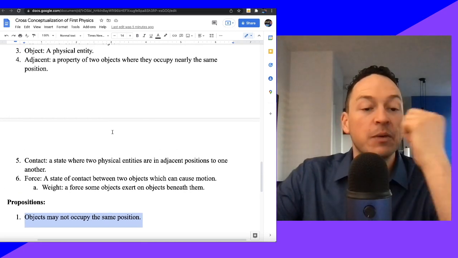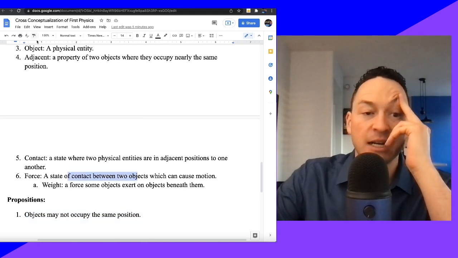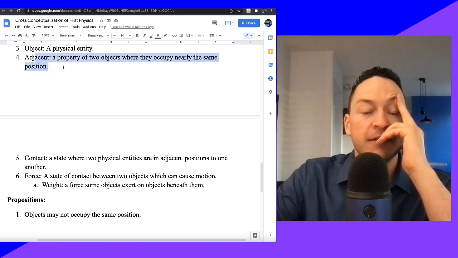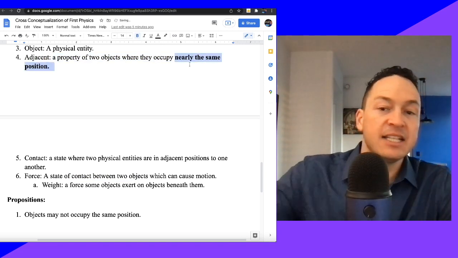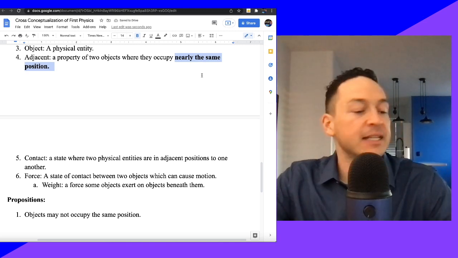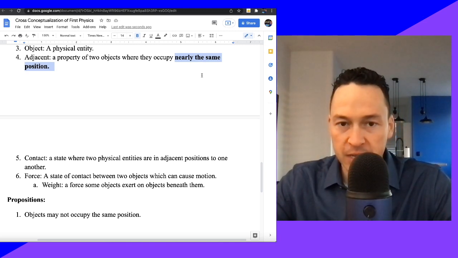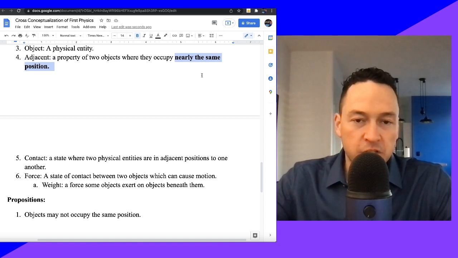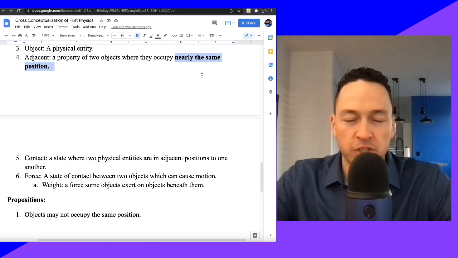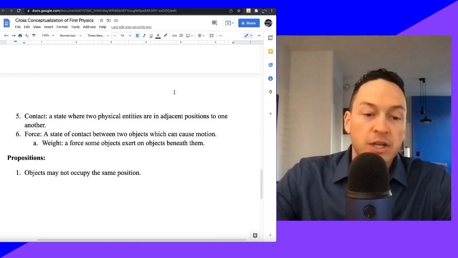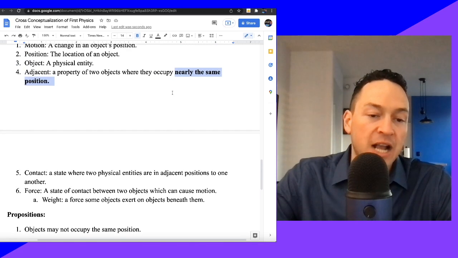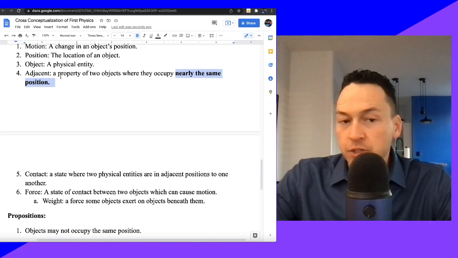So what else do we want here? Force, a state of contact, adjacent, a property of two objects where they occupy nearly the same position. Ugh. So what you want to do is highlight stuff you don't like. So what do I not like about this? I'm not 100% sure. Anything you don't like, you just put in bold or somehow mark it and say, I need to come back to that. I don't like that. So it's a constant process of cross-checking. What else? Did I use anything nearly the same?